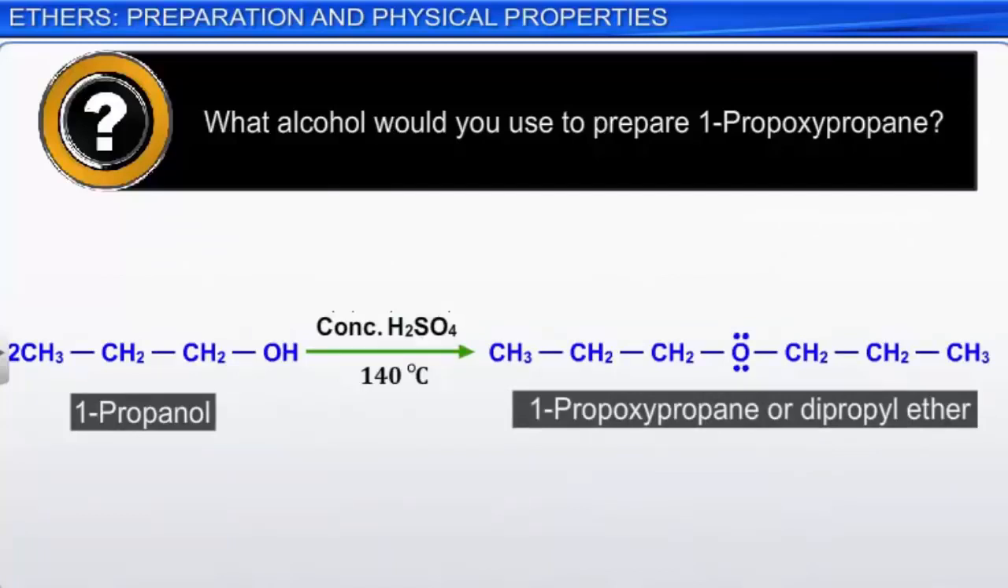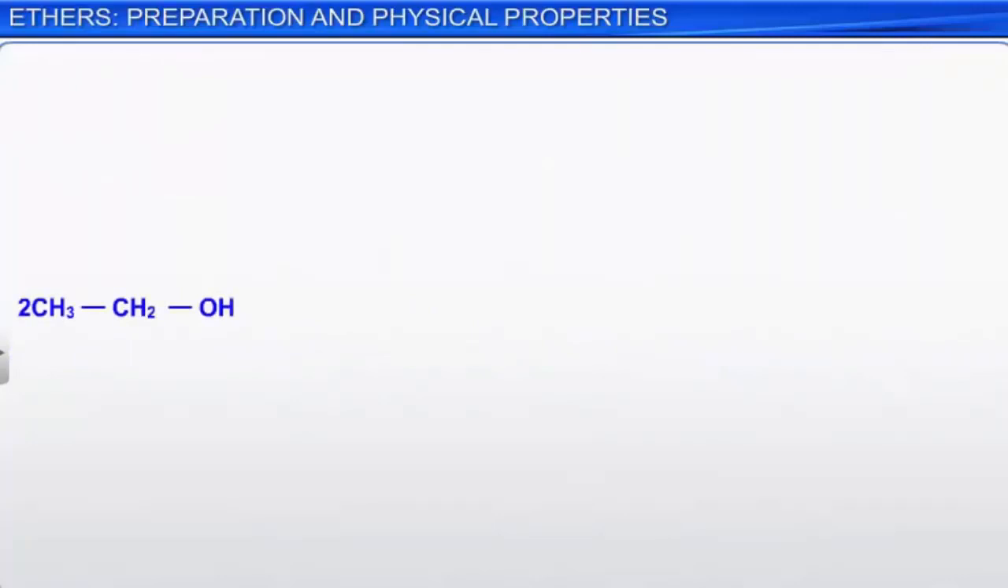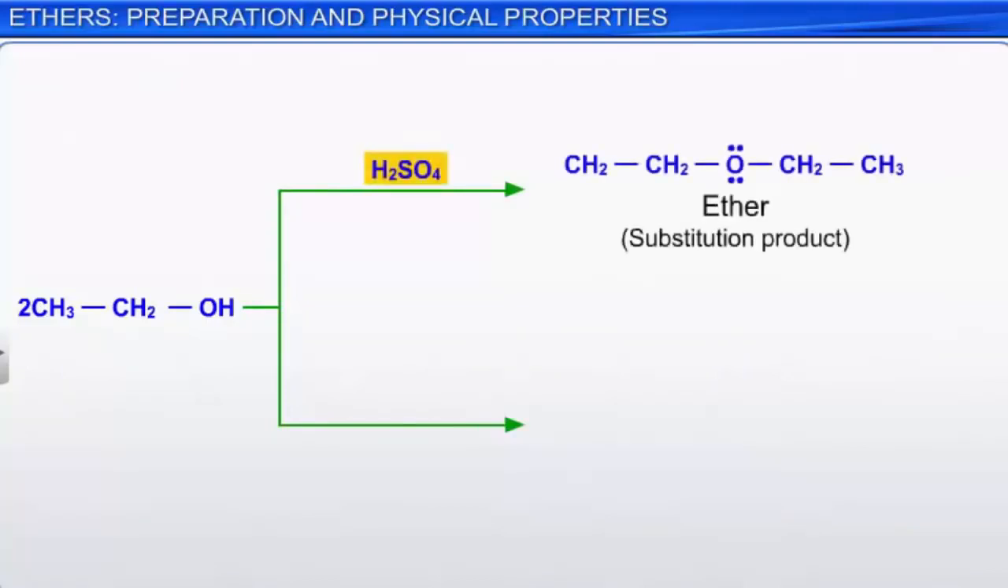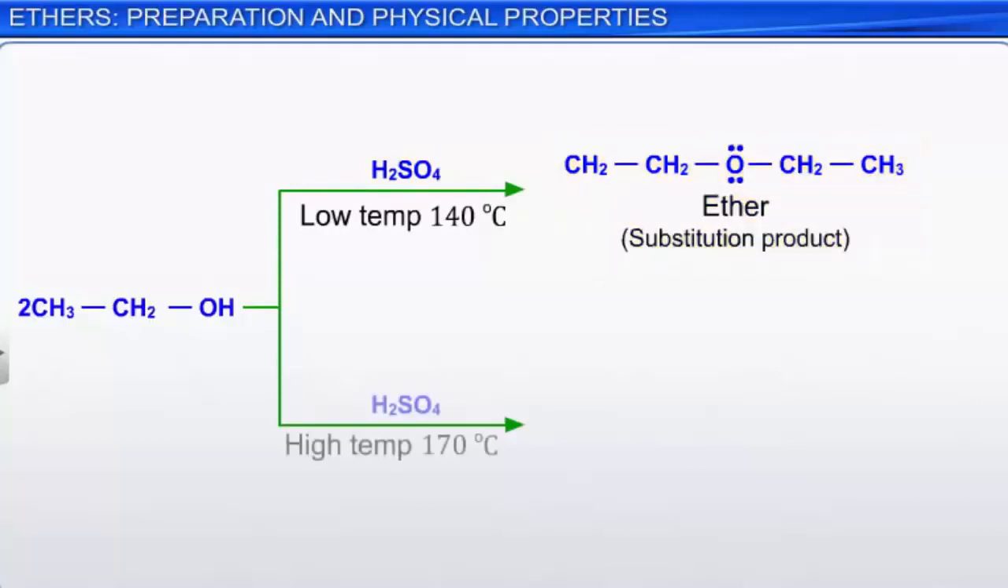The reaction conditions drastically affect the outcome of the reaction. Adding sulfuric acid to primary alcohols at lower temperatures favors substitution reactions to form ethers. At high temperatures, however, elimination reactions are favored, which result in the formation of alkenes.